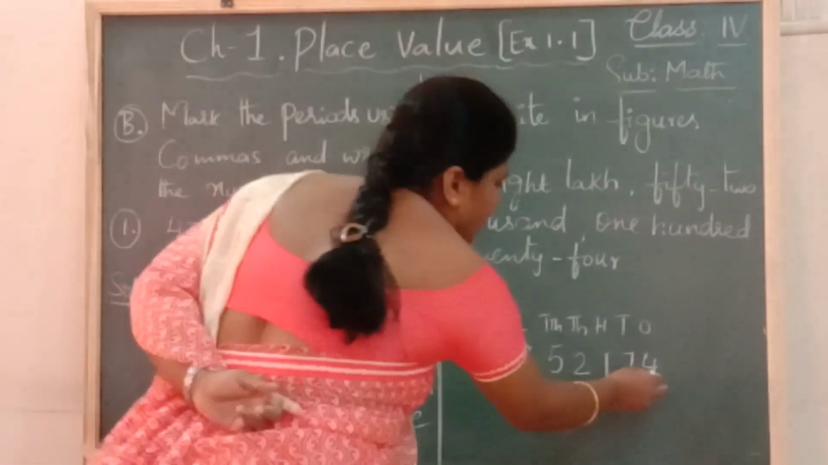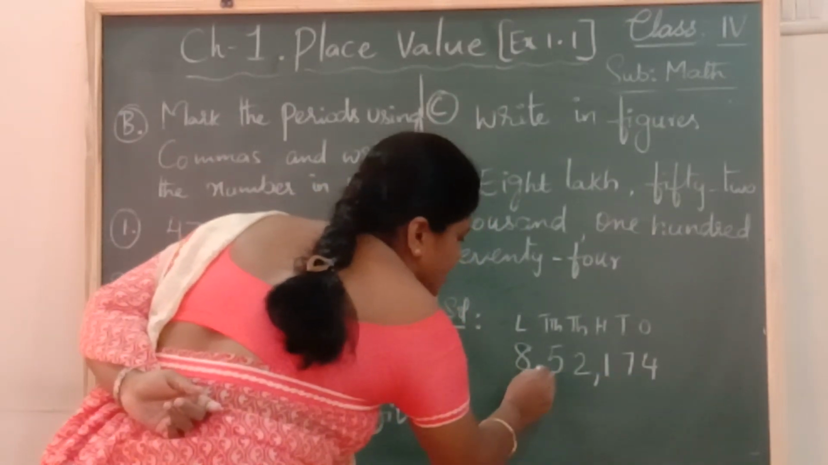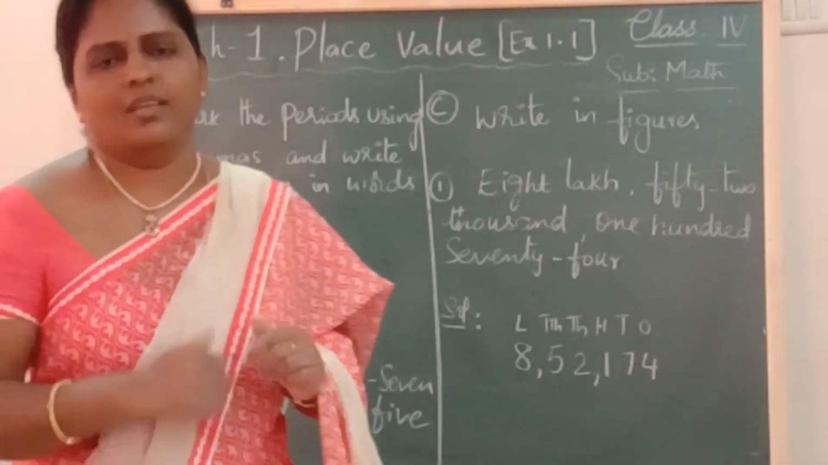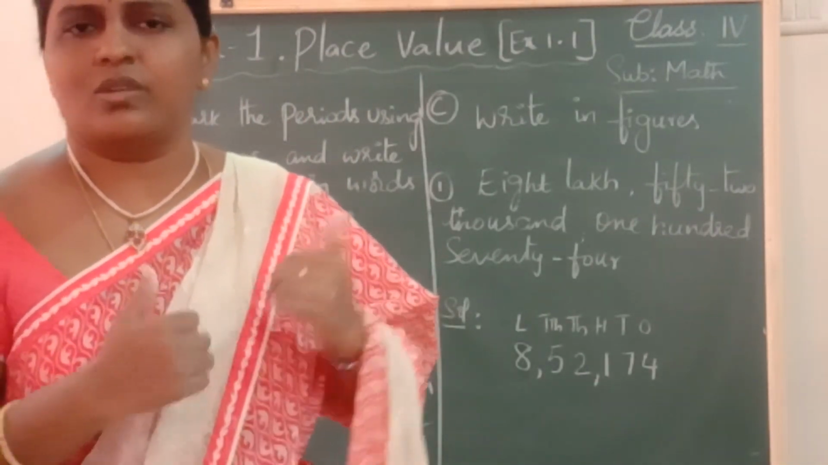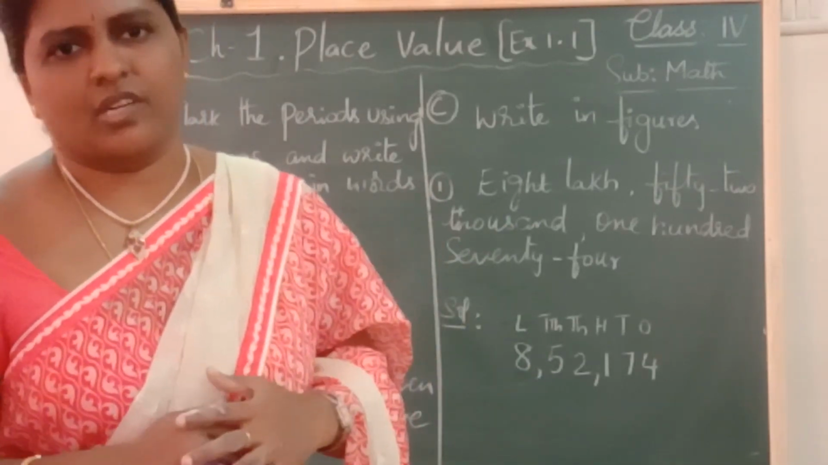Okay, children. Ones, tens, hundreds, comma, thousands and 10,000s, comma. So this is our number, children. This is the way you have to write in figures. So likewise, try to complete the remaining sums in this bit, children.